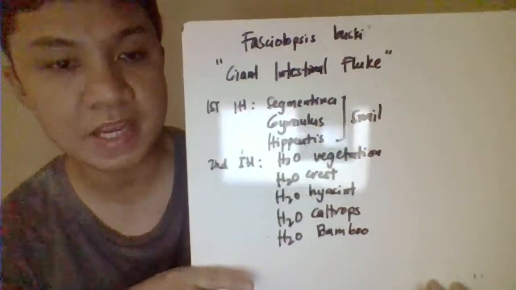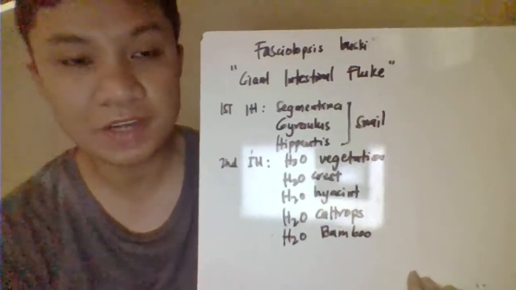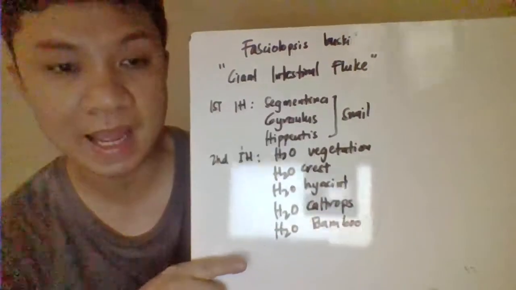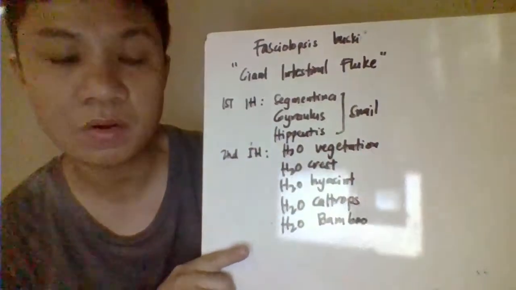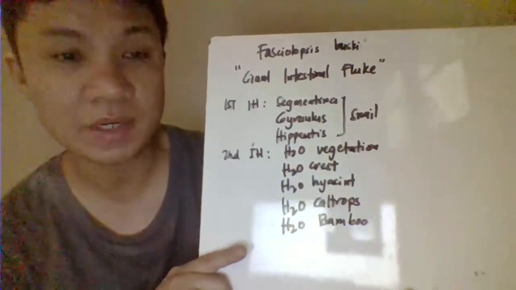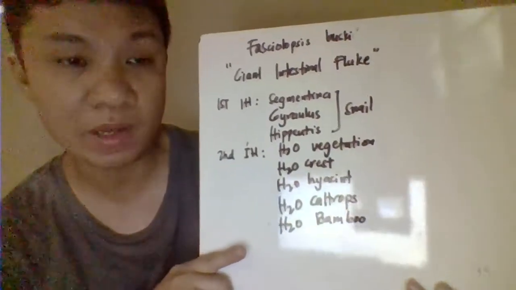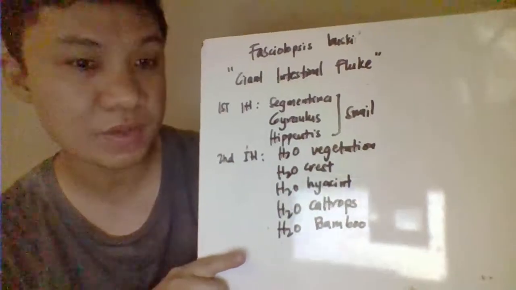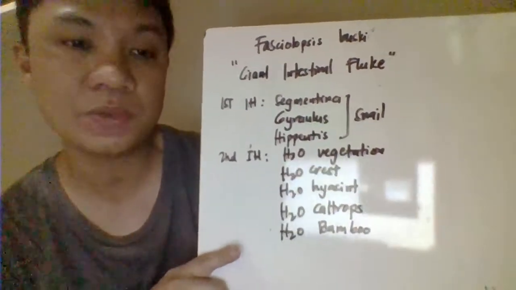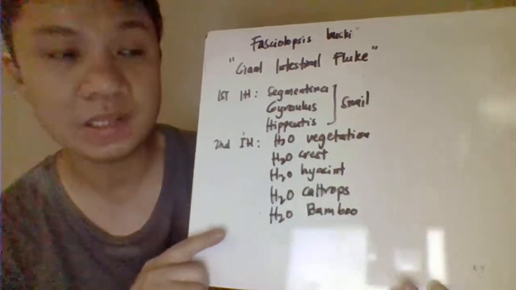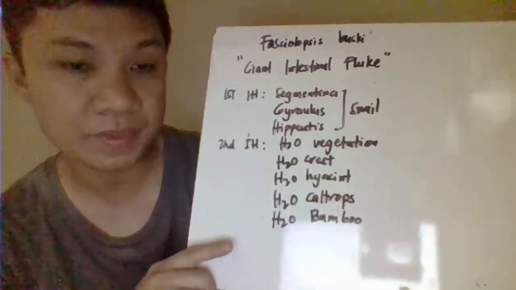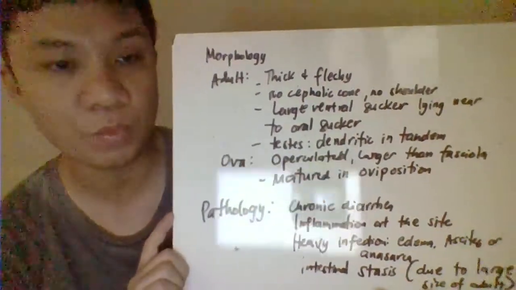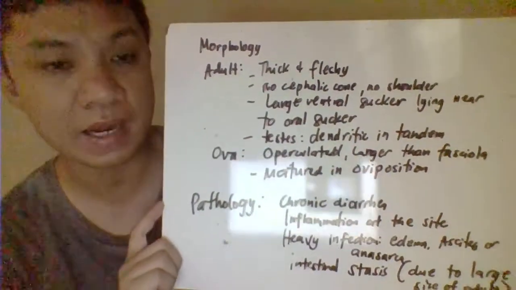Okay, so we discuss first your Fasciolopsis buski. Other names for this one are the oriental intestinal fluke or the giant intestinal fluke. The first intermediate host will be the snail. Again, all the first intermediate hosts are snails. For this one, it includes snails belonging to the genus Gyraulus, Segmentina, and Hippeutis. The second intermediate hosts are water vegetation, including watercress, water hyacinth, water caltrops, and water bamboo.